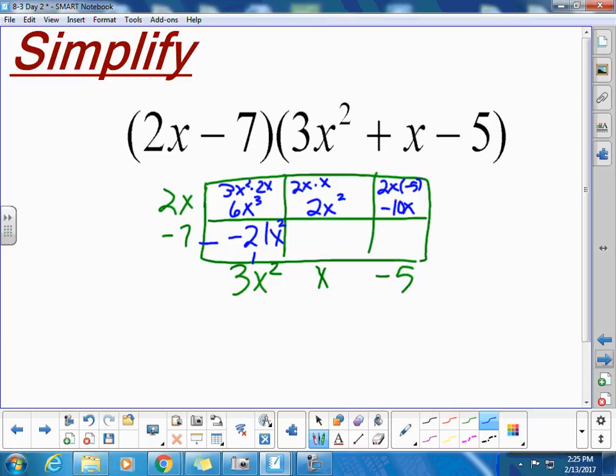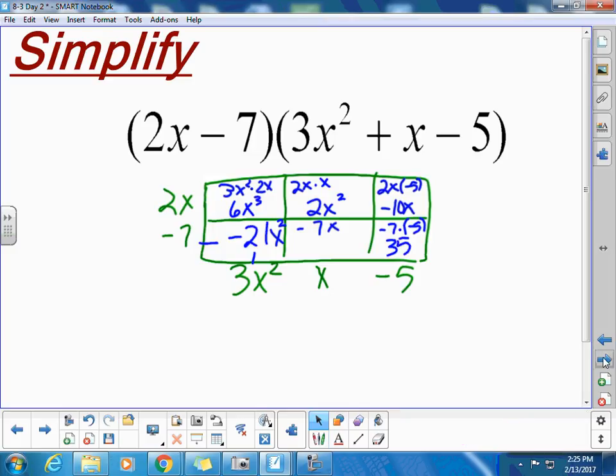And down below, we already did the first one. This one would be negative 7 times x, which is, hey, just negative 7x. We already got that one done. Negative 7 times negative 5. Negative times a negative is a positive, 35.